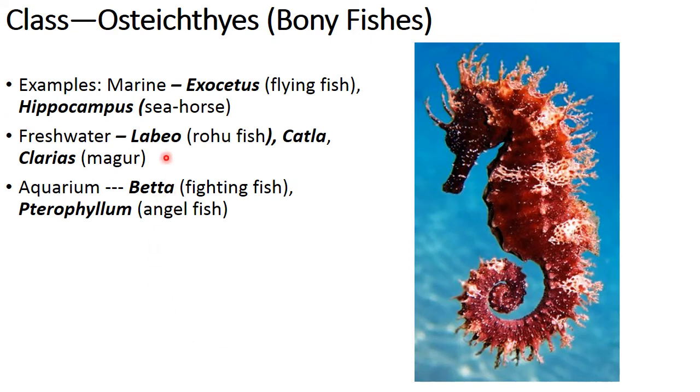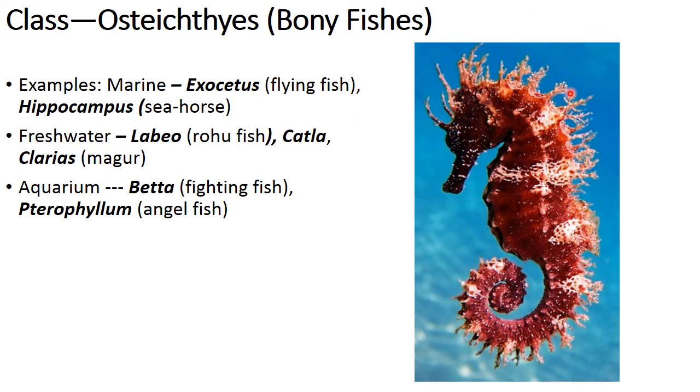So examples, we can divide it into three, like marine, that is sea water mein kaun sa hai, exocoetus, flying fish. They don't fly, magar jo inko pectoral girdle hai, that they are large, so they glide over the surface of the water. Next example of a marine bony fish is hippocampus, the seahorse.